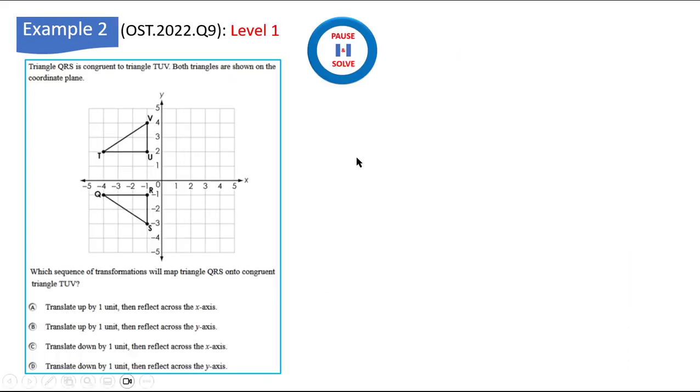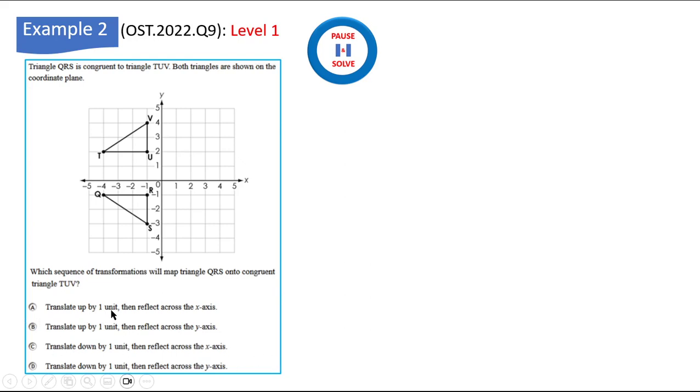Example 2. Again, a reminder: every time you see these pictures, you can pause and solve it on your own, and then come back and check your answer. Here you have two triangles, QRS congruent to TUV. They look the same. Which sequence of transformations will map triangle QRS onto congruent triangle TUV? What can I do to this triangle to get it to go on top of this triangle? They have given me some options here.